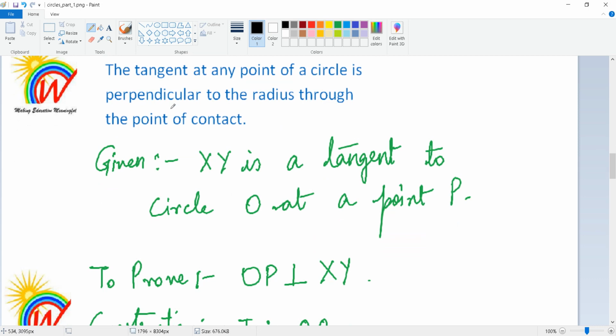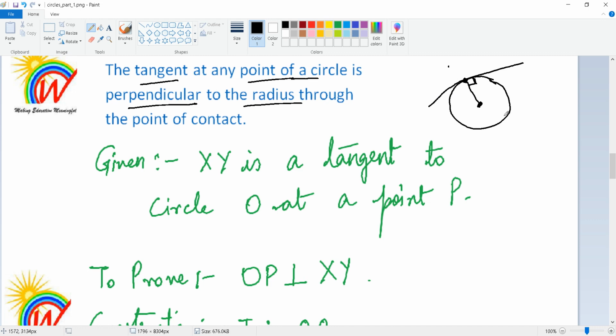See, let's say this is a circle, and there is a tangent. Let's say this is the tangent. Now this is supposed to be the center, and when I draw a radius touching this particular point, the point of contact, this radius and this tangent will always be perpendicular to each other. That is what the statement says. The tangent at any point of a circle is perpendicular, perpendicular means 90 degrees, to the radius through the point of contact.